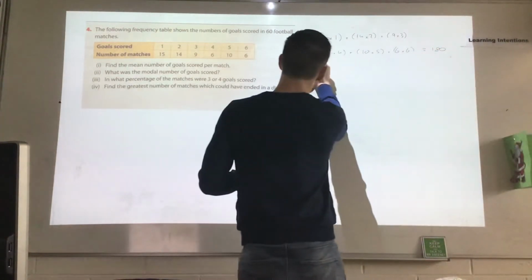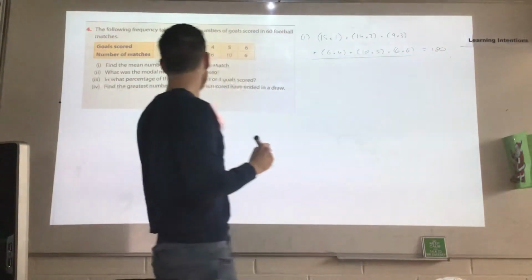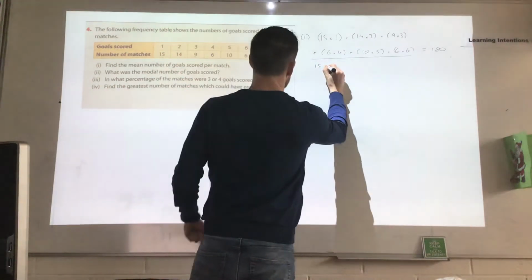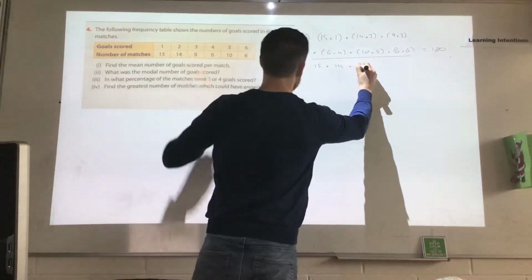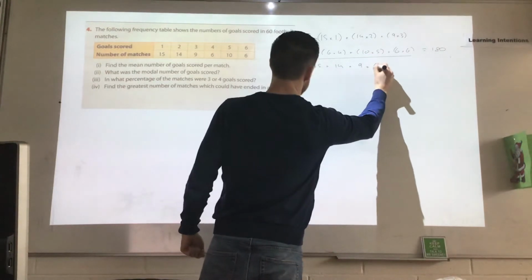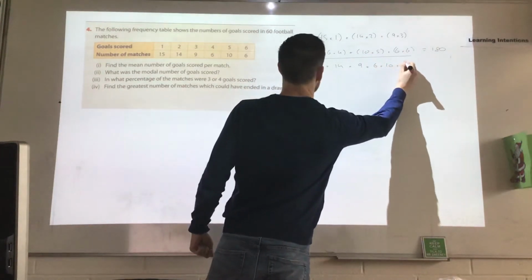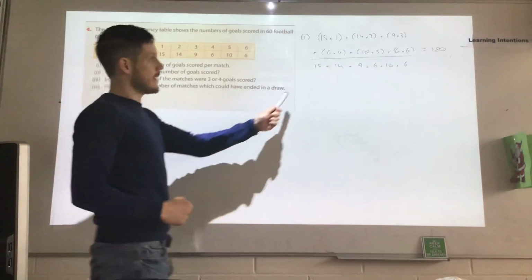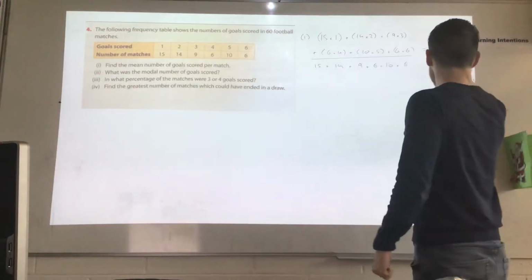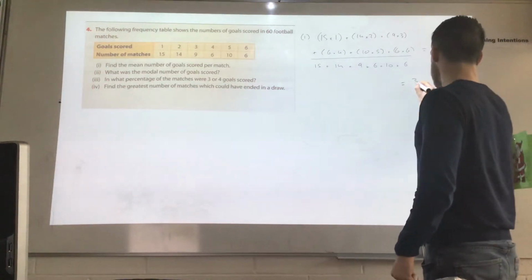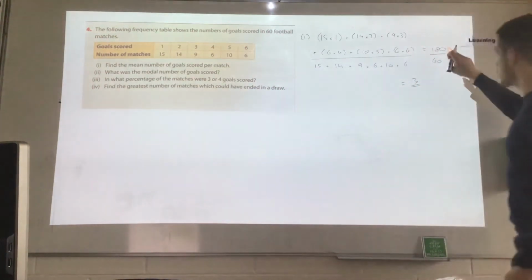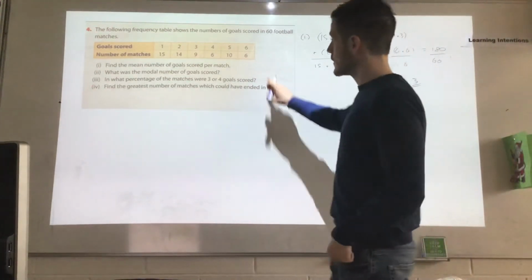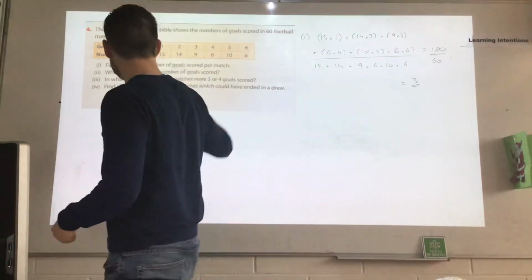Right. But I have to divide that by the amount of matches that were played. And the amount of matches that were played is 15 here, plus 14, plus 9, plus 6, plus 10, plus 6. That gives us 60. We're actually told that. But if you add that up, it will give you 60. So I divide that by 60. So the mean number of goals scored in a match is 180 divided by 60, which gives me 3. And if you look at it, that seems about right. 3 comes somewhere in the middle here.